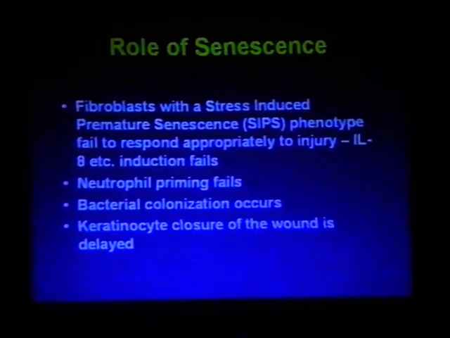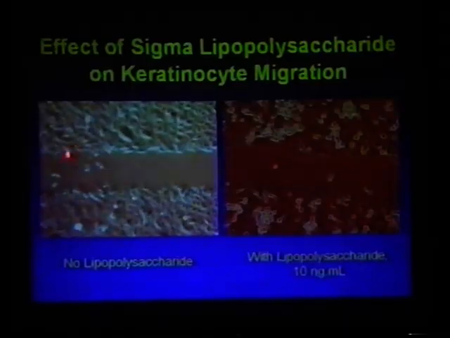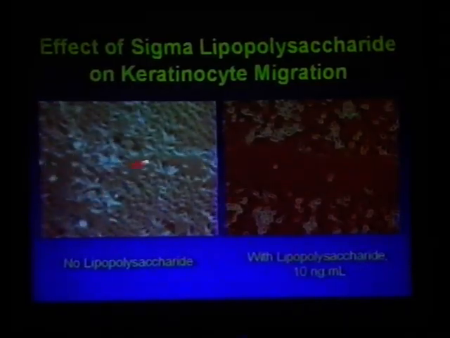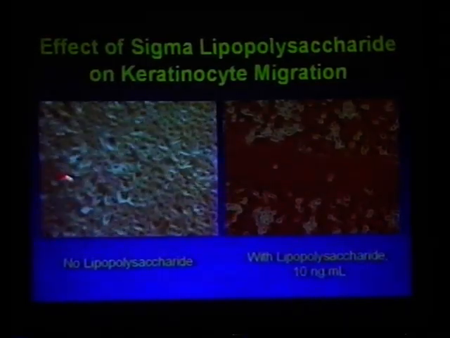So what we did was a scratch assay in which you take a lawn of keratinocytes, make a scratch, and the keratinocytes will migrate to fill in the wound. So this is what you see. You've got a scratch, and the keratinocytes migrate in to fill the wound.